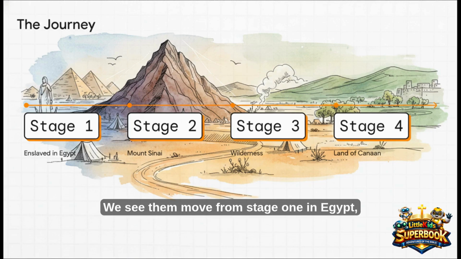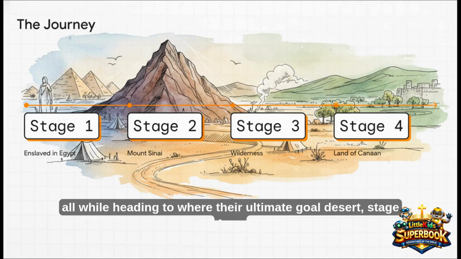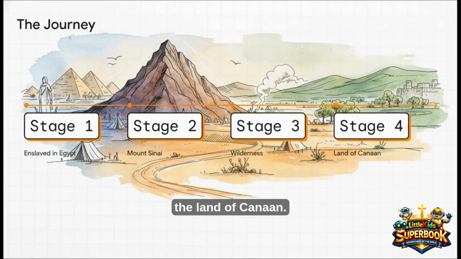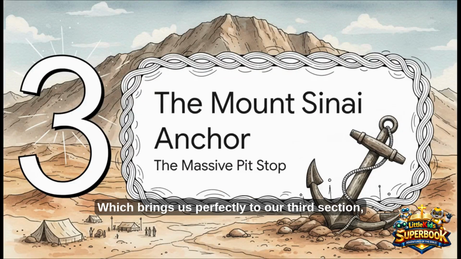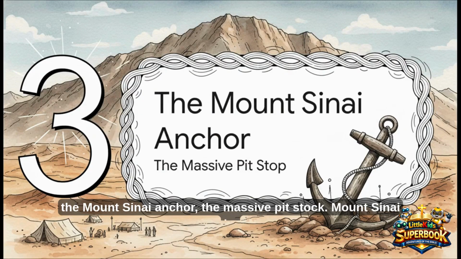We see them move from stage 1 in Egypt, traveling to stage 2 at Mount Sinai, pushing through stage 3 in the wilderness, all while heading toward their ultimate destination, stage 4, the land of Canaan. Once you look through the lens of these 4 geographic stages, all those chaotic lists and laws suddenly snap right into place. Which brings us perfectly to our third section, the Mount Sinai anchor, the massive pit stop.